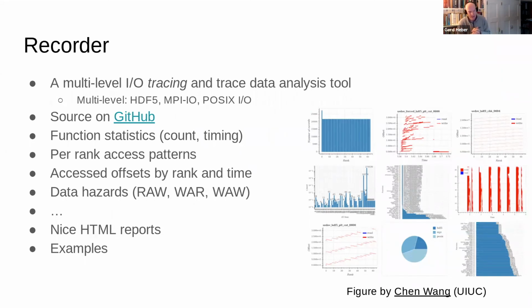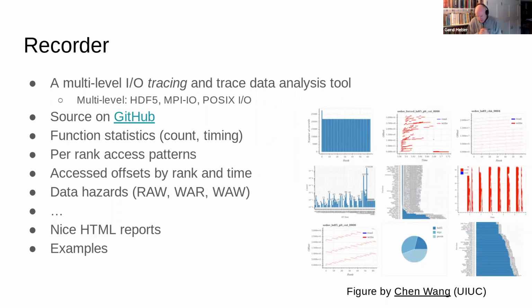The third tool, and again, we had a phenomenal summer intern here at the HDF Group, developed this tool called Recorder. And this picture is taken from his GitHub page that you should check out. It gives you more information in a way than Darshan. It also gives you information broken up by what he calls multi-level: HDF5, MPI-IO, POSIX, but it adds the timing. You can break it out by timing and by rank, so it gives you time series if you wish. And it gives you function statistics, counts, timings, per rank access patterns, accessed offsets by rank and by time. And he also tries to detect, for example, data hazards like read after write dependencies, write after read, write after write, and so forth.